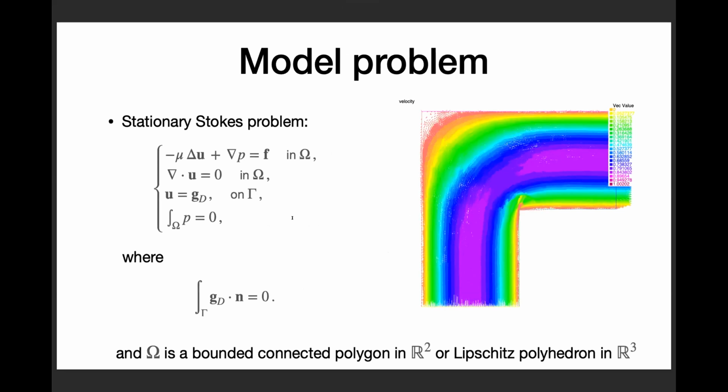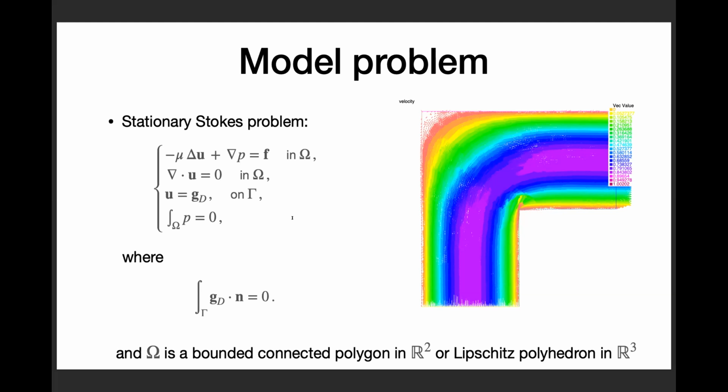So the model problem is the Stokes problem, the Stokes equation with homogeneous Dirichlet boundary conditions. We look for the velocity and the pressure p of an incompressible Newtonian fluid, such that we satisfy the linear momentum equation and the incompressibility equation. Here mu is the fluid viscosity that we assume is a positive constant, and f is the given body force. Then we have the Dirichlet boundary condition where g is the prescribed velocity.